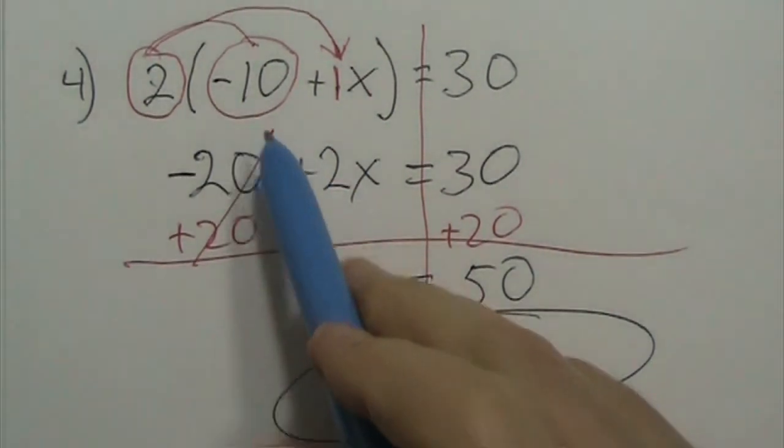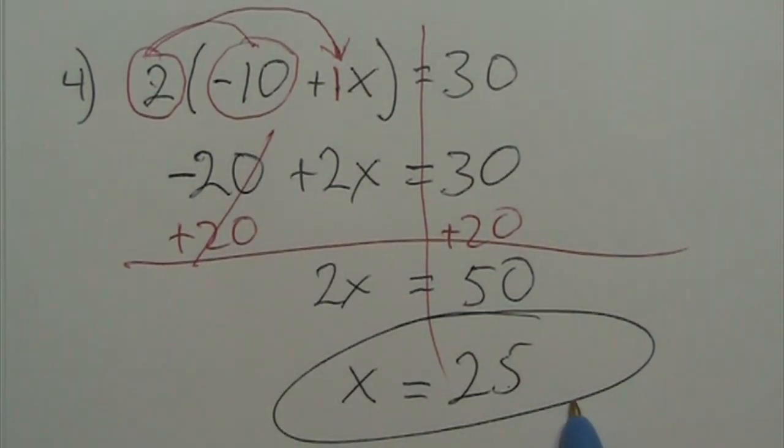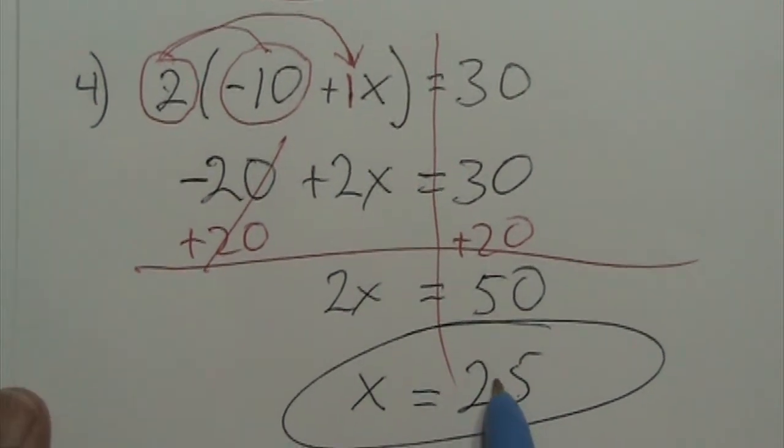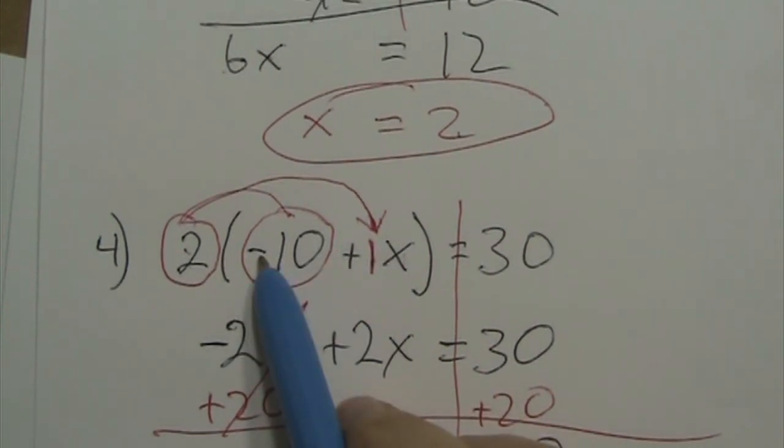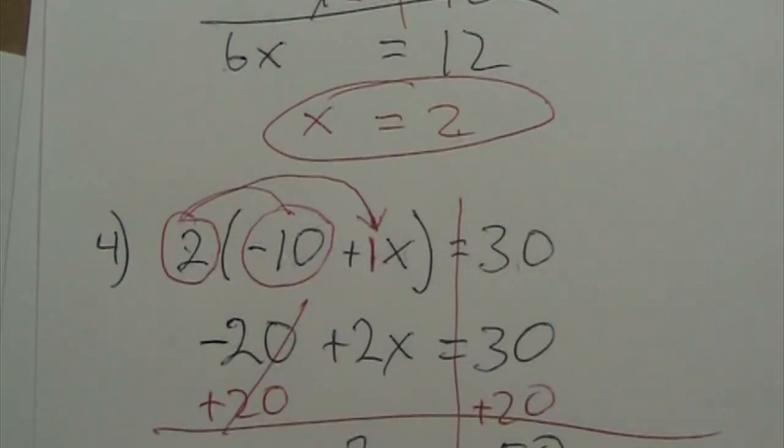If you plug it in there, you should get it correct. Will it work? Let's see. If I take 25, put it in there, 25 minus 10 is 15. 15 times 2 is 30. It works.